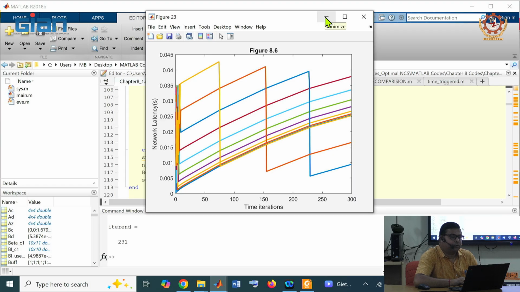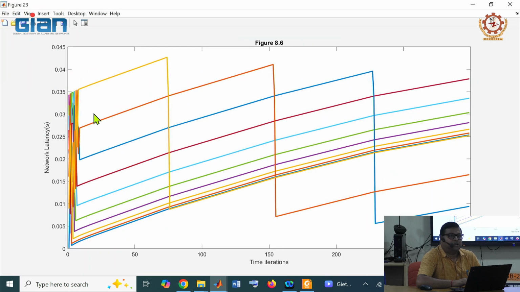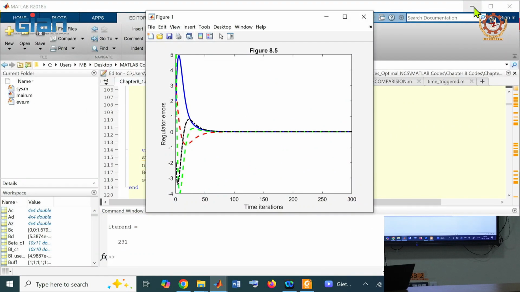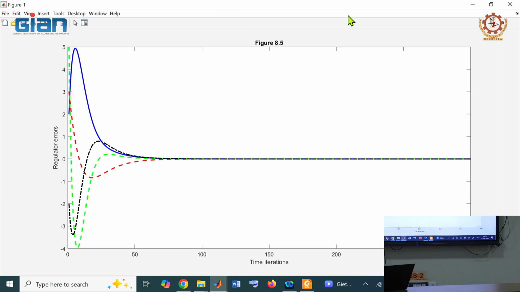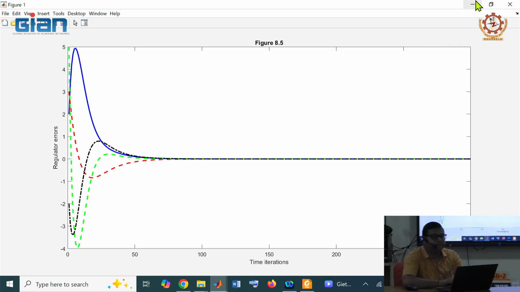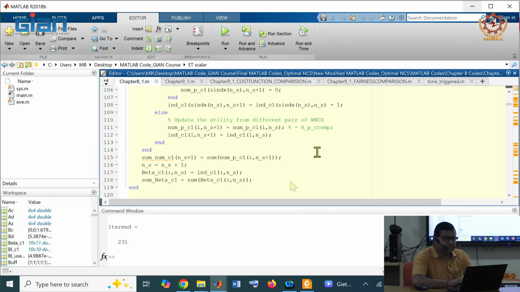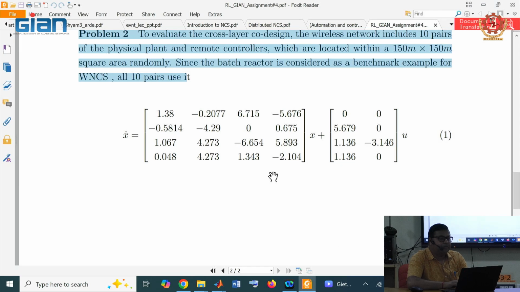So this is the network latency. You can remember sir has discussed this, how whenever there is a transmission, how it is coming down, okay, and how the delays are managed. And this is the final plot. You can see that all the regulator errors are coming to 0, okay. So that is required to be done for the problem which is discussed in the chapter.